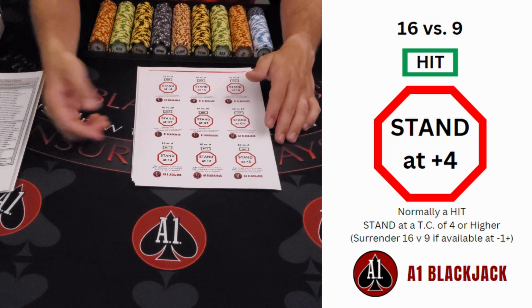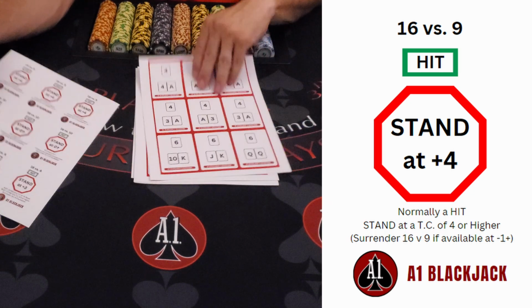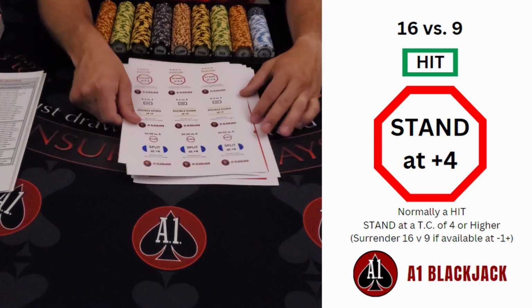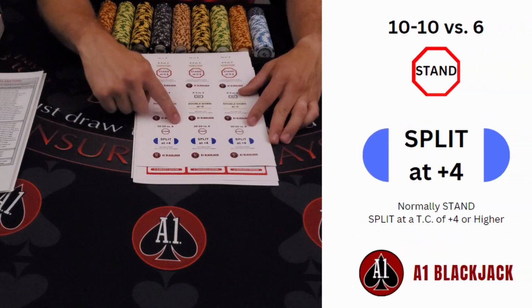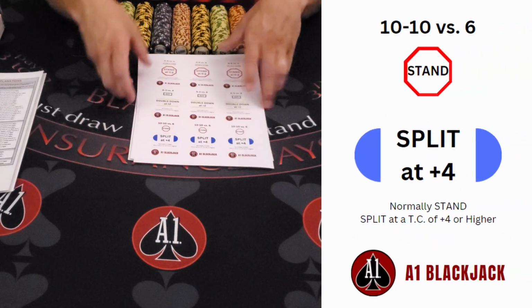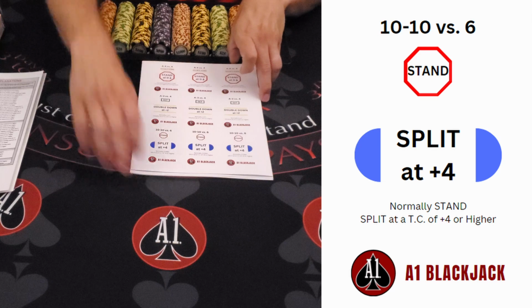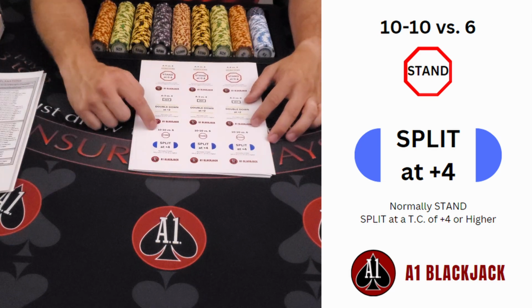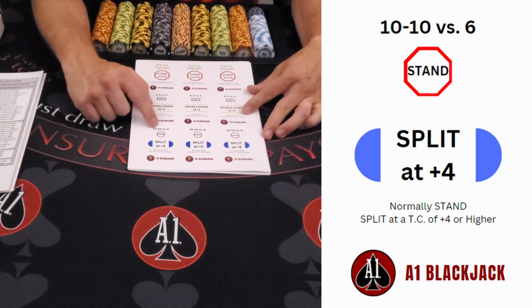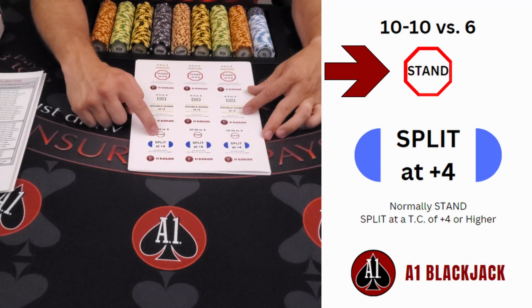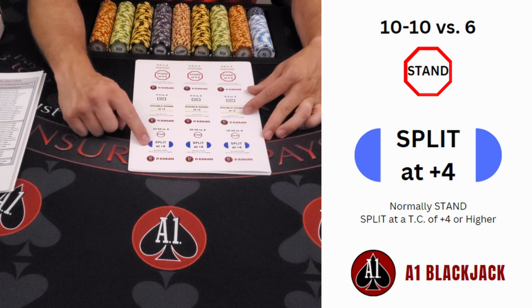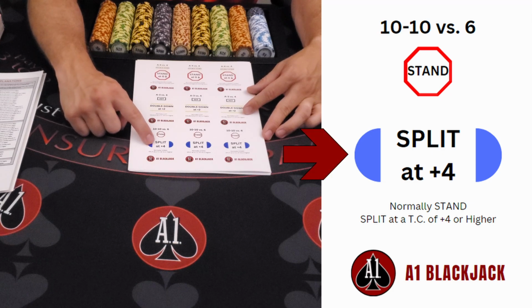Okay, let's pick another one. I'll use a different card here. Let's get a different decision that we would do. Here, how about a pair of 10s versus a dealer's 6? So some APs decide to split 10s, some don't. In this case, we are going to. So if I have 2 10-value cards versus a dealer's 6, I would normally stand. However, we're going to deviate by splitting at a true count of +4 or higher.